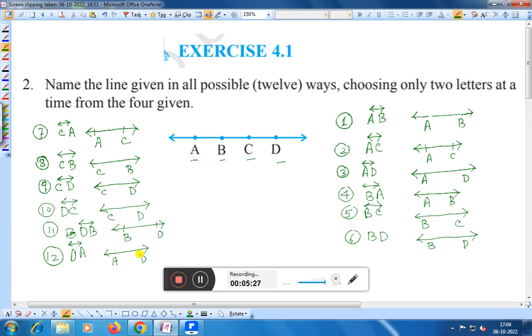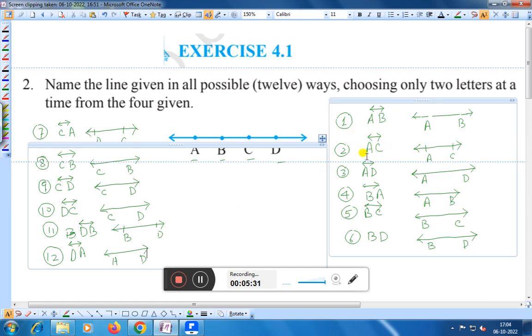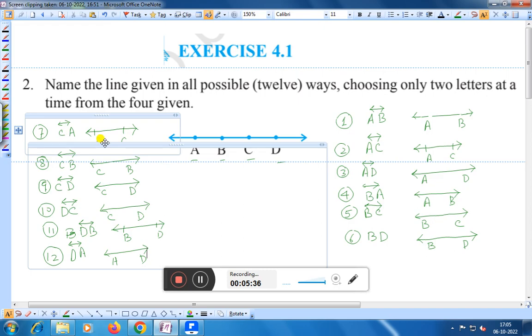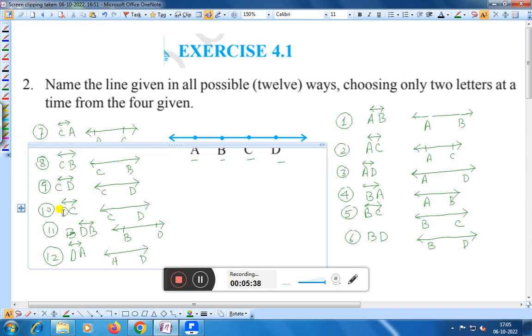These are the different 12 ways we can write the line, that is AB, AC, AD, BA, BC, BD, CA, CB, CD, DC, DB and DA.